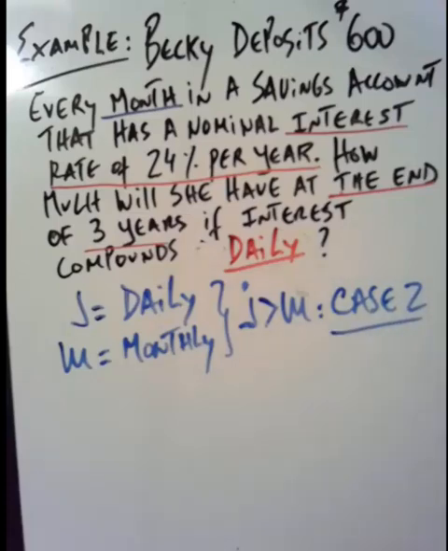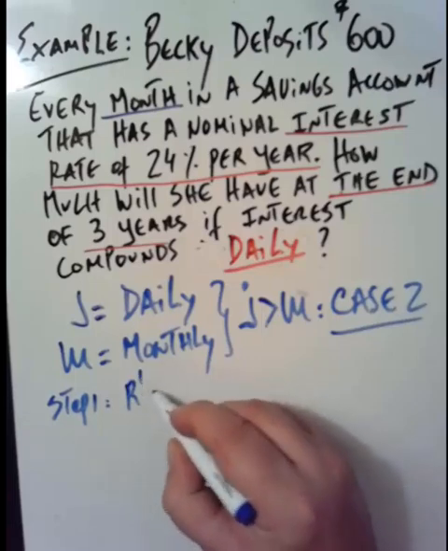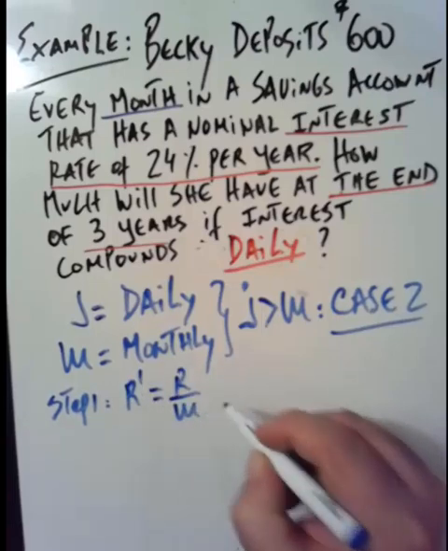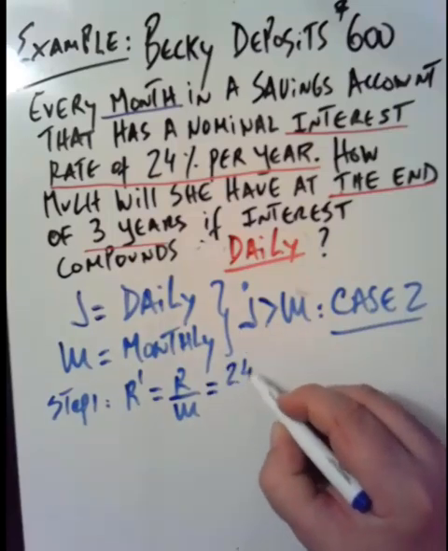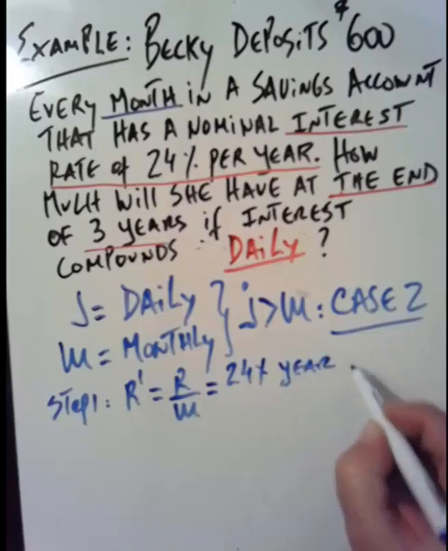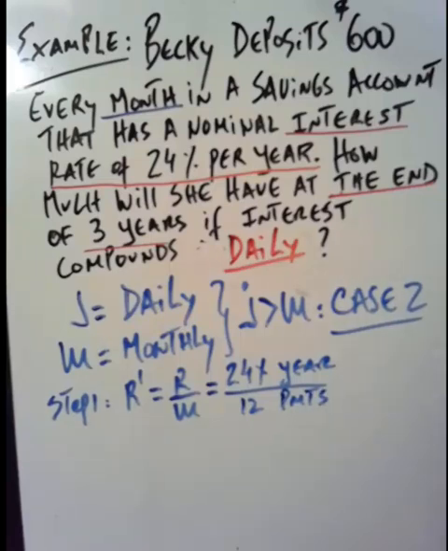The computations to find the effective interest rate are slightly more complicated because they involve 2 steps. Step 1. Find r prime, which is equal to the nominal per payment period, per cash flow period. So this is the computation we did before, 24% per year, and there's going to be 12 payments per year, or cash flows, right? 12 months. So we still have a nominal interest rate of 2% per month.